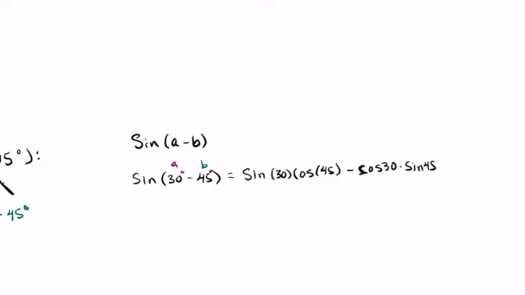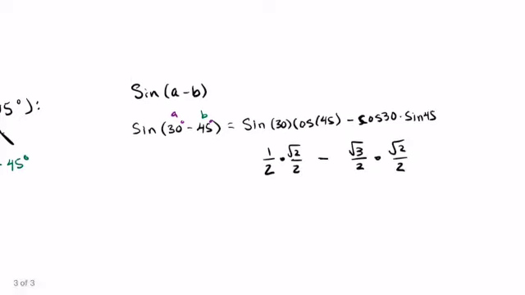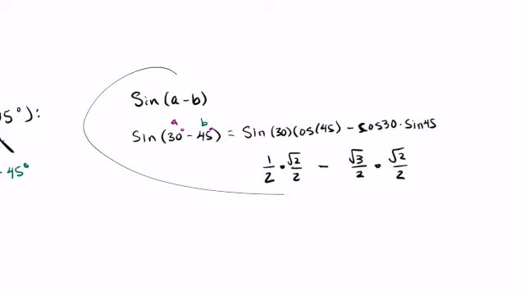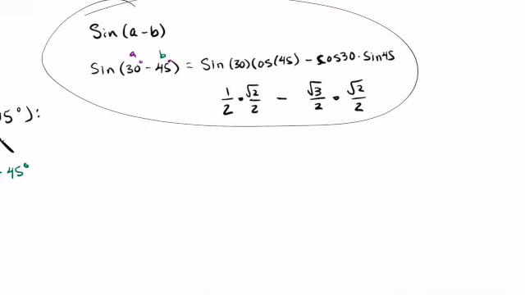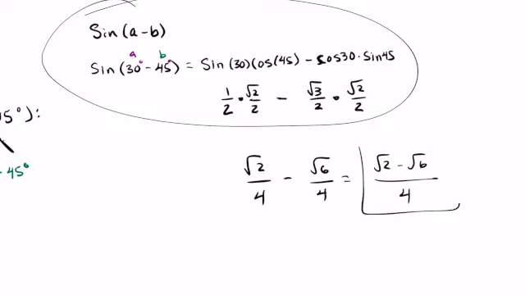Simplify that out. I know the sine of 30 is 1/2. The cosine of 45 we know is root 2 over 2. Minus the cosine of 30 is root 3 over 2 times the sine of 45 is root 2 over 2. Simplify it out, and we know that we have root 2 over 4 minus root 6 over 4, which simplifies to give us root 2 minus root 6 over 4.